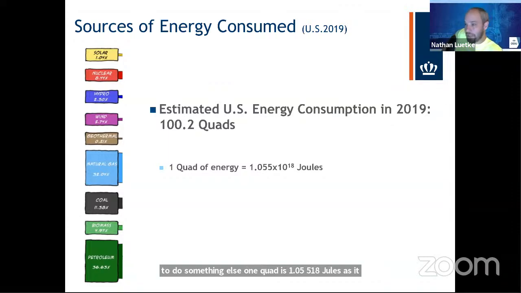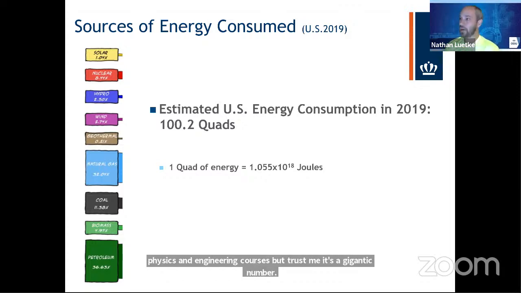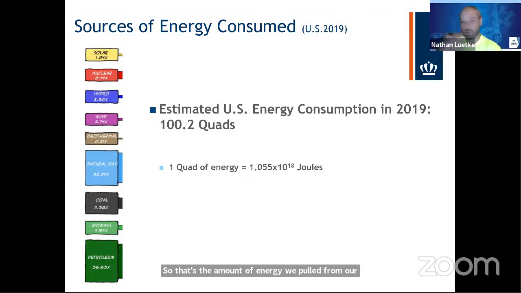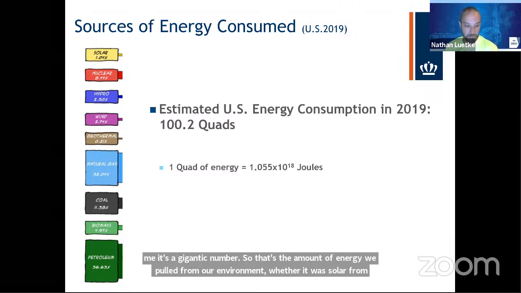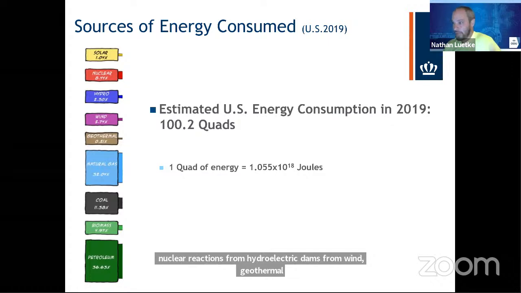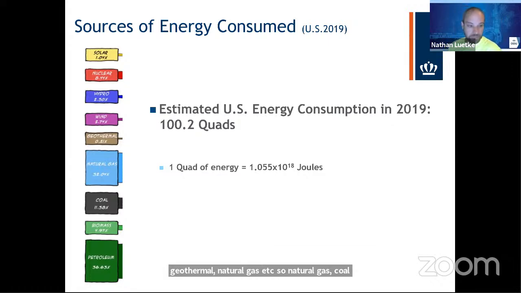That's a big number. What that number actually is in terms of, 1 joule is 1 Newton meter. And trying to figure out what that magnitude is, you'll learn that as you get into chemistry and physics and engineering courses. But trust me, it's a gigantic number. So that's the amount of energy we pulled from our environment, whether it was solar, from nuclear reactions, from hydroelectric dams, from wind, geothermal, natural gas, etc. So natural gas, coal, biomass, petroleum, that's the chemical energy stored in there, etc. So that's where energy came from.